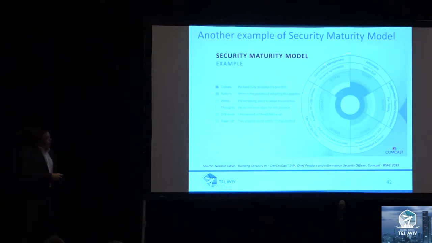Another really interesting example is Comcast, because Comcast has created its own model deriving from SAMM and BSIMM. What is really interesting is that they don't give a 0 to 3 level of maturity, but they start from trade-off, unknown, to culture. And culture is the key. If you have culture in your company, you can run an application security program, and you have a high level of culture.